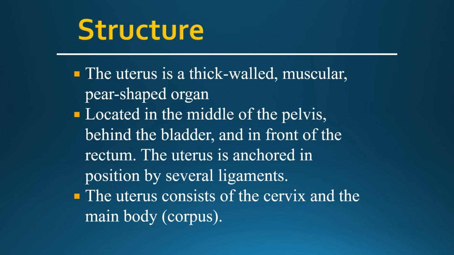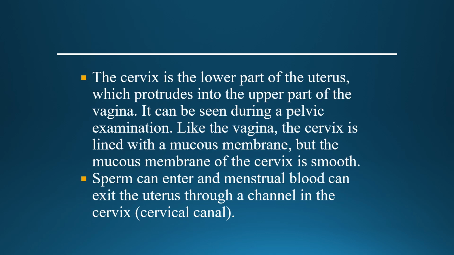The uterus is a thick-walled, muscular, pear-shaped organ. It is located in the middle of the pelvis, behind the bladder and in front of the rectum. It is anchored in position by several ligaments, which you have read in your anatomy. The uterus consists of the cervix and the main body, which is called the corpus. The cervix is the lower part of the uterus, which protrudes into the upper part of the vagina. It can be seen during a pelvic examination.